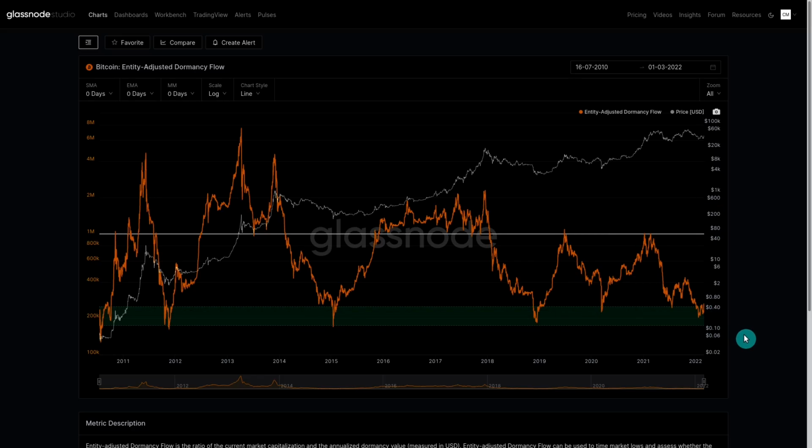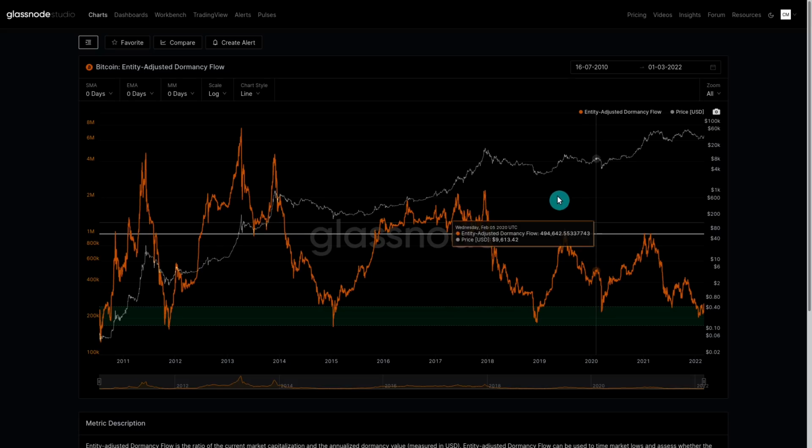Now, the entity adjusted dormancy flow is kind of this long-term bull bear indicator where, typically speaking, higher values are showing that people are distributing coins, there's coin day destruction going on, and that typically happens as price rises. Now, conversely, and similar to the reserve risk metric, when there's less coin day destruction and price is falling, we get hauled down into this green zone.